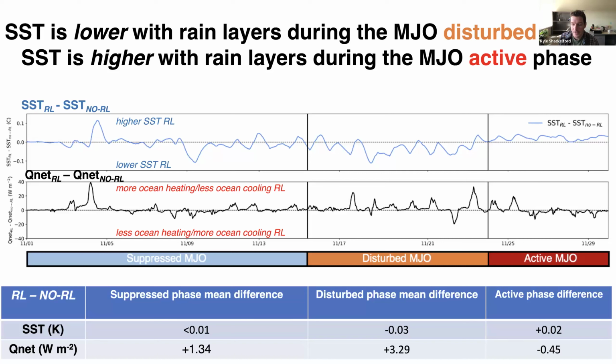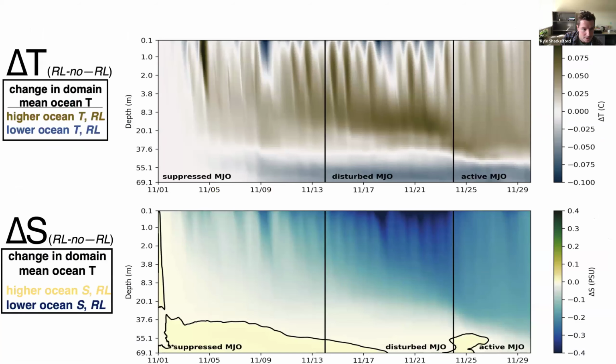During the MJO active phase, from a domain mean perspective, there's slightly greater ocean heat loss during this period with rain layers that occurs alongside this increase in SST. And so I'll talk a little bit more about why this is occurring.